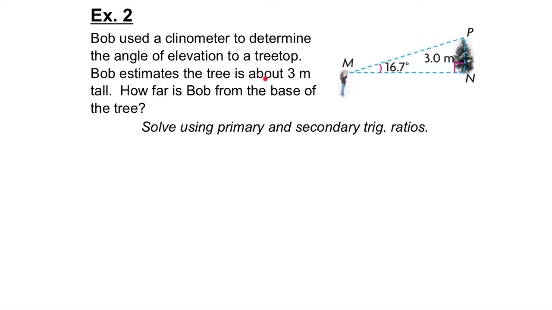Bob estimates the tree is about 3 meters tall. Okay, so here it is labeled on the diagram, 3 meters. How far is Bob from the base of the tree? Well, here's Bob, here's the base of the tree, that's the distance. So we need to figure out this distance right here. I want you to solve using primary and secondary trigonometric ratios. Start by using the primary trig ratios, sine, cosine, and tangent. Choose which one, solve, and then try to solve the same problem using a secondary trig ratio instead.